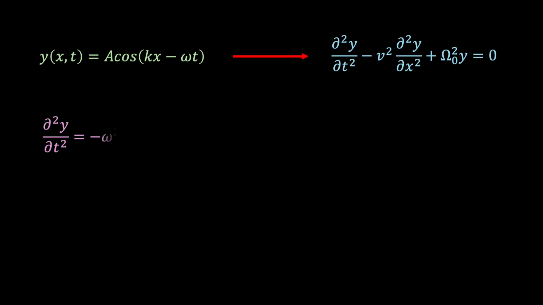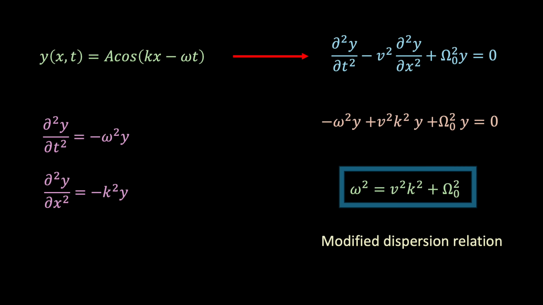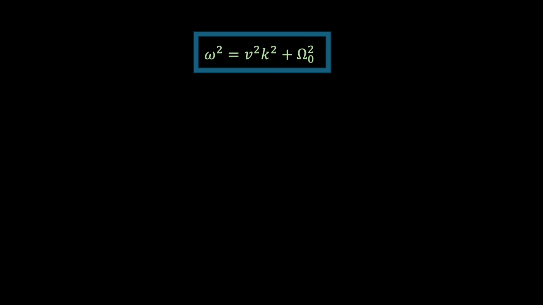As before, the second derivative of y with respect to t is equal to minus omega squared y, and the second derivative of y with respect to x is equal to minus k squared y. If we sub these results into the modified wave equation, we find the following result, and if we then cancel off the y's and rearrange for omega squared, we find the following modified dispersion relation. And if we then compare this with our unmodified wave equation dispersion relation, we see that there is a new omega naught squared term. So the natural question is, what is the effect of this new term?